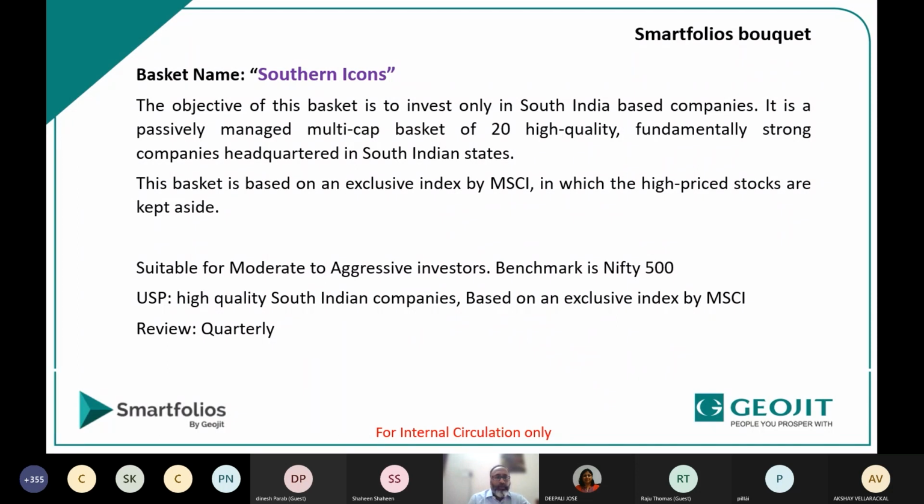This is again suitable for moderate to aggressive investors because the majority of exposure is into mid caps. The benchmark for this basket is the Nifty 500. The review happens quarterly, that is every 3 months. So this is more of a passive investment because it is based on the index that is provided by MSCI. The rebalancing happens every 3 months or every quarter.